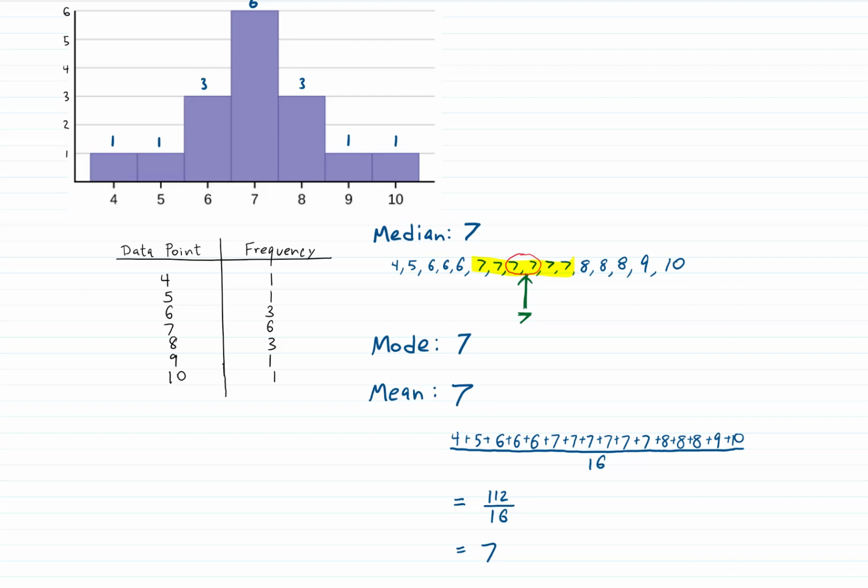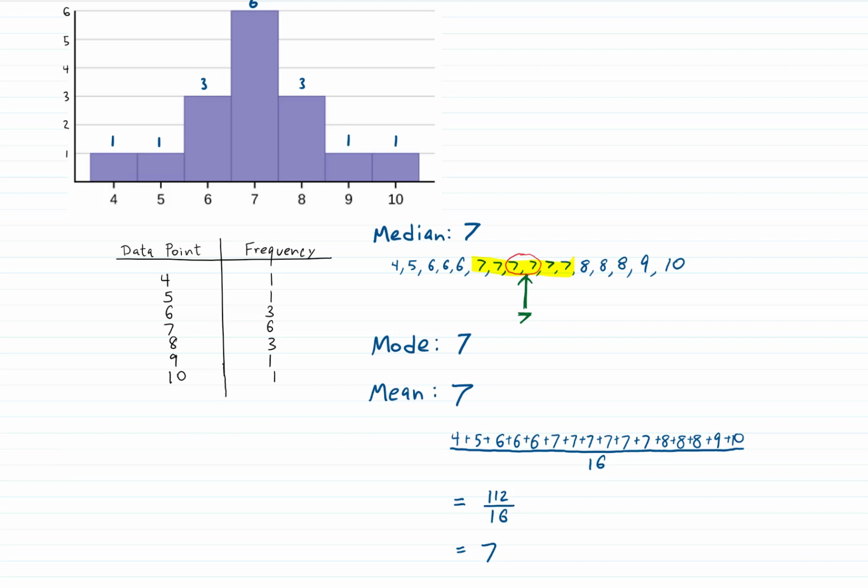Now, as I promised, I will show you how I could have found the mean without writing all the numbers out. What I could have done is this. I could have said, well, there's 1 4, and there's 1 5, and there's 3 6s, and 6 7s, and 3 8s, and a 9 and a 10. It doesn't save a lot of time writing it this way, but it saves a little bit. Okay? All right. So the median, the mode, and the mean are all 7.